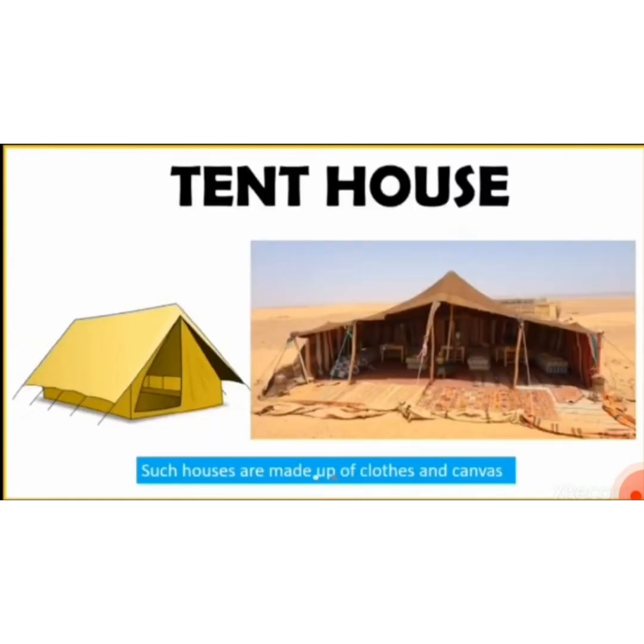Some people keep moving from one place to another in search of food, work, or due to extreme climatic factors, especially in the villages. In such cases, they make temporary houses. Tent house is one of the examples of a temporary house. They are either made of cloth or canvas.